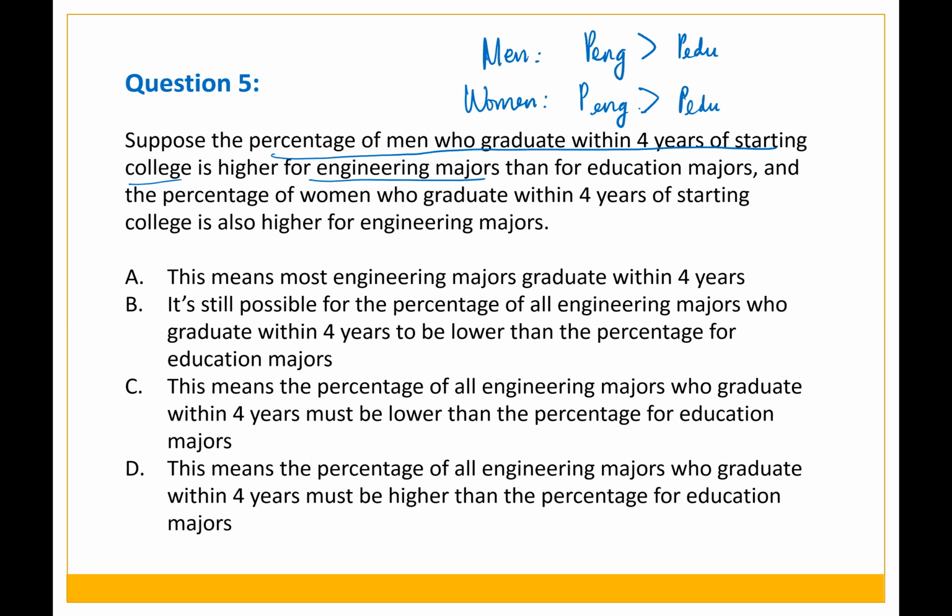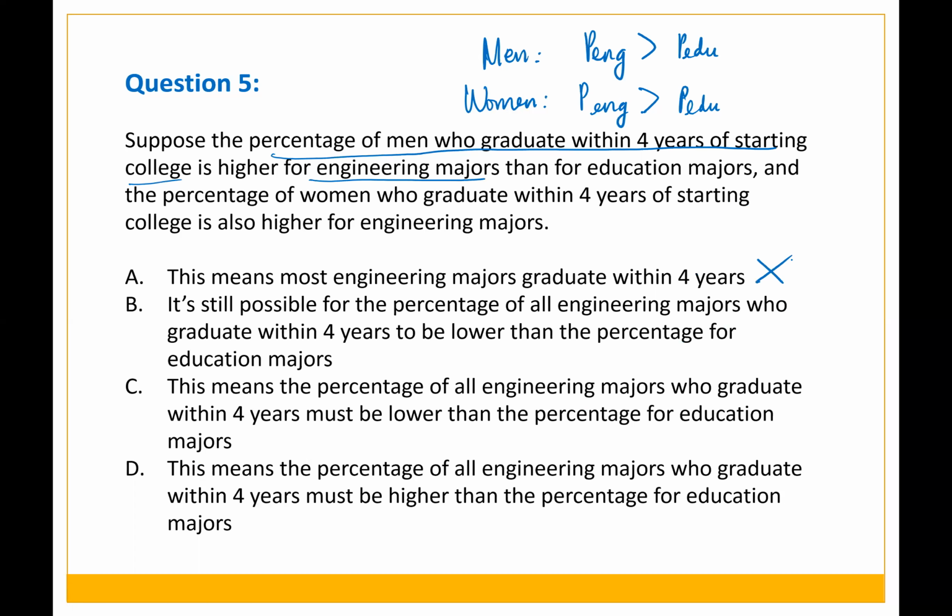A, this means most engineering majors graduate within 4 years. Well, you don't actually know, because it doesn't say anything about what percentage in the College of Engineering. It can be 30% of just the population, but it's still higher than education. But 30% of engineering is definitely not most engineering majors. It's just a portion of it, but it's still higher than the percentage of education. So A is not right.